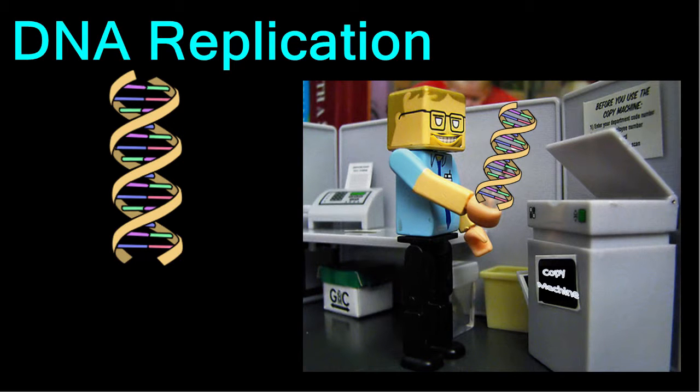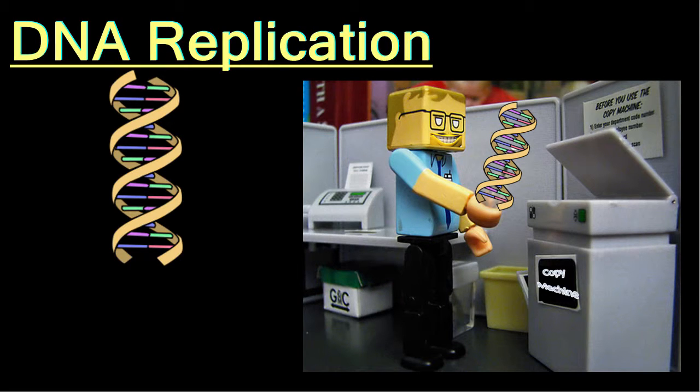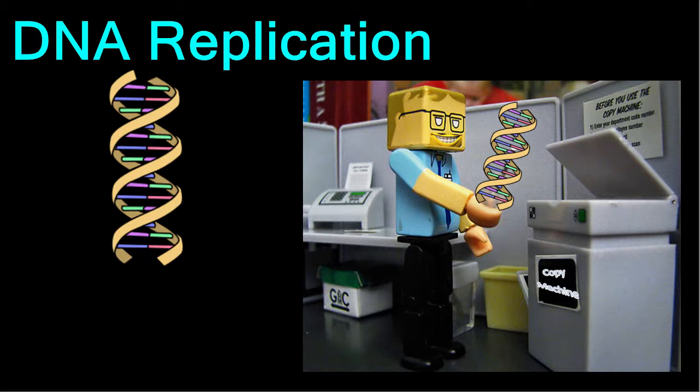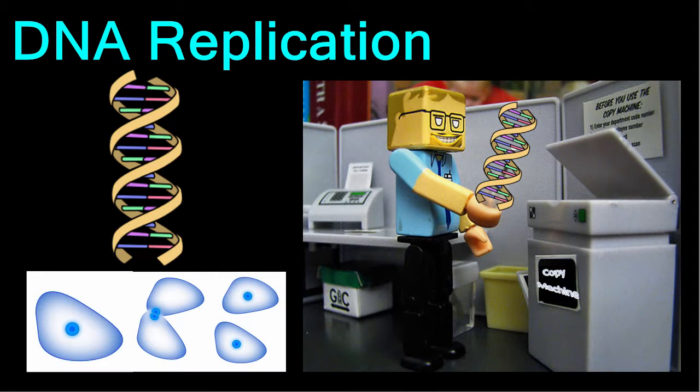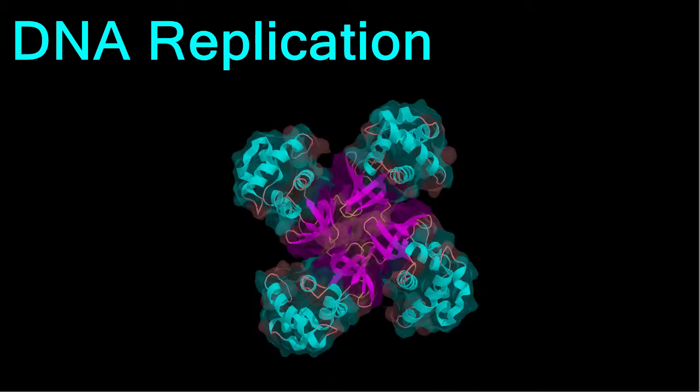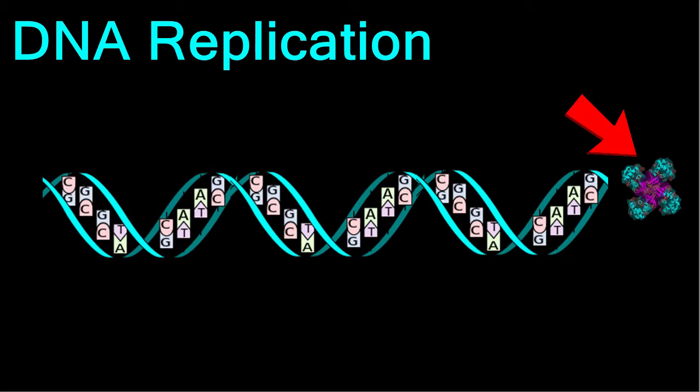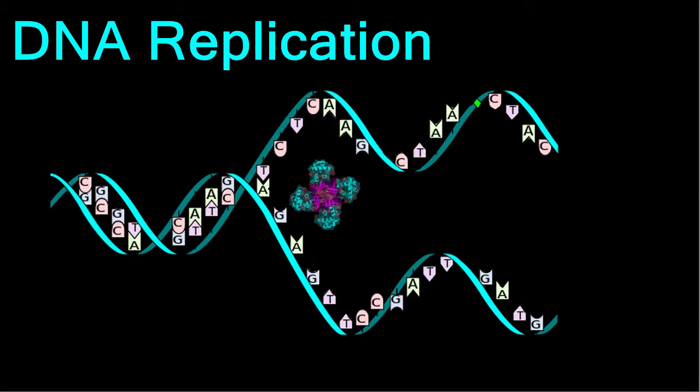Now that you are familiar with the structure of DNA, let's take a look at how the molecule copies itself. The process of copying a DNA molecule is called DNA replication. DNA replication occurs every time a cell divides so that each new cell can have a copy of the DNA. The first step in DNA replication involves an enzyme called DNA helicase. DNA helicase works to unzip the DNA helix. When the helix is unwound, the two strands separate and the genetic code is exposed.